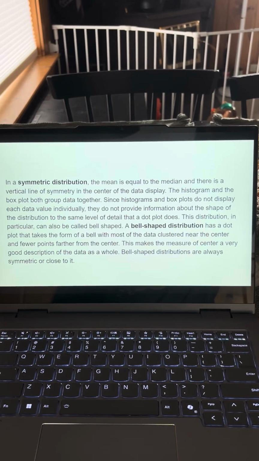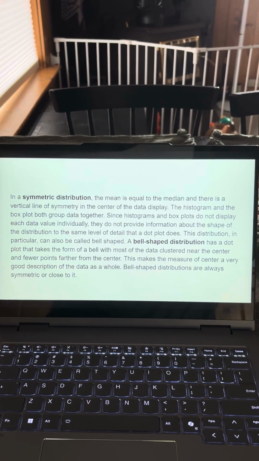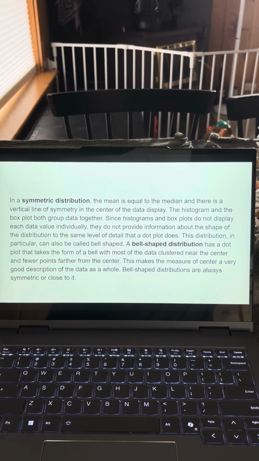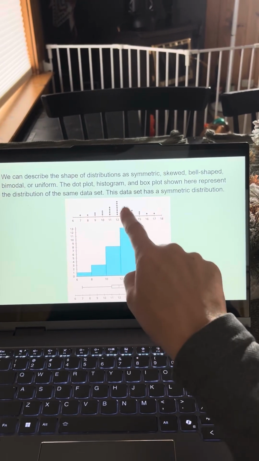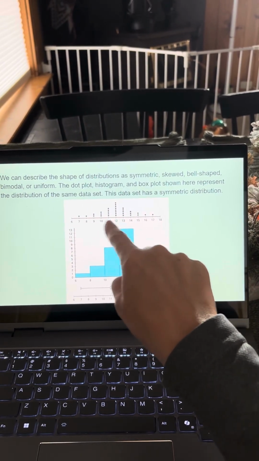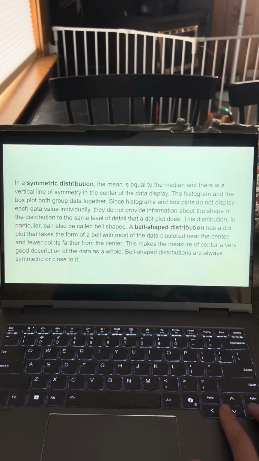A bell-shaped distribution is a dot plot that takes the form of a bell, with most of the data centered or clustered near the center, with fewer points farther from the center. So if you look here, most of the points are here in the center, not as much on either side. So that's that bell shape, but it's also symmetric in this case.